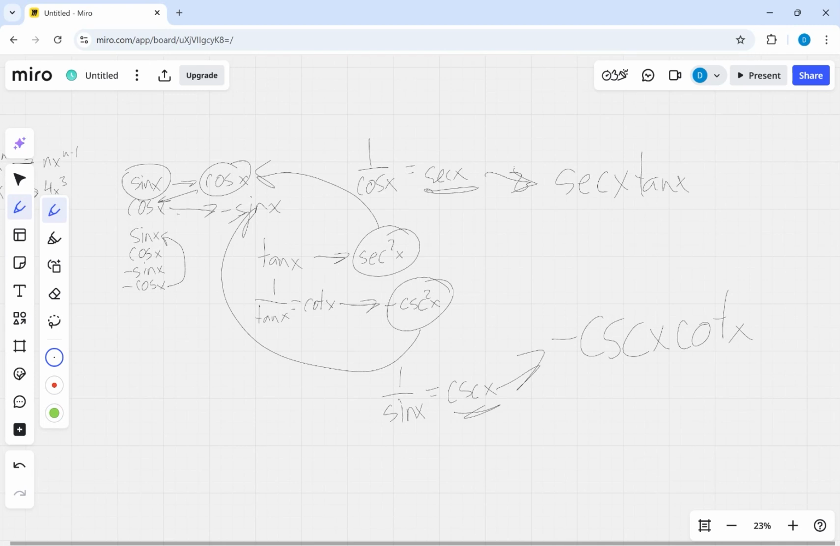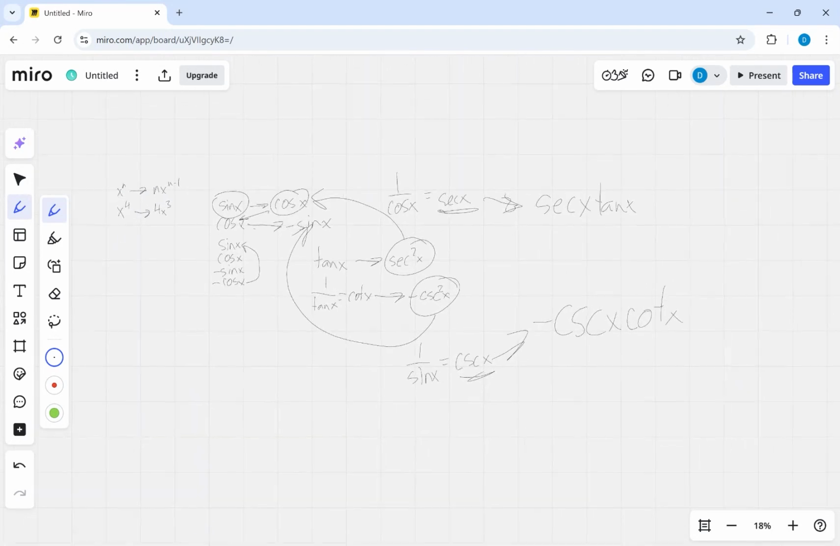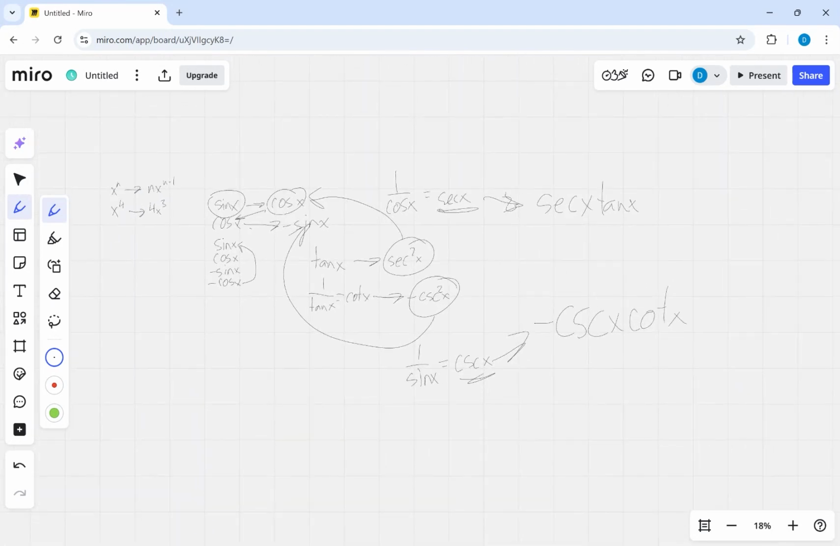And that is kind of the basics of derivative rules for basic trigonometric identities.